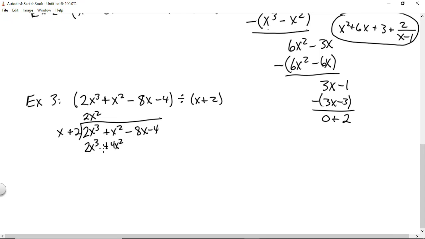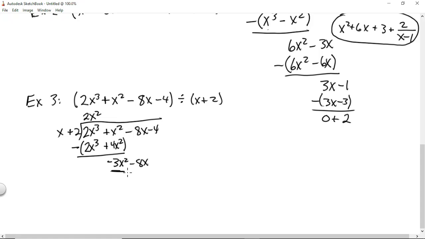Okay, so we are subtracting that. The 2x cubed minus 2x cubed is 0, and then we have the x squared minus 4x squared. So that is negative 3x squared. And I'm going to have to be aware of writing this a little bit higher so I don't run out of room. Bring down the 8x. Okay, so now how many times does x go into the 3x squared is what we're looking at. I'm sorry, the negative 3x squared.